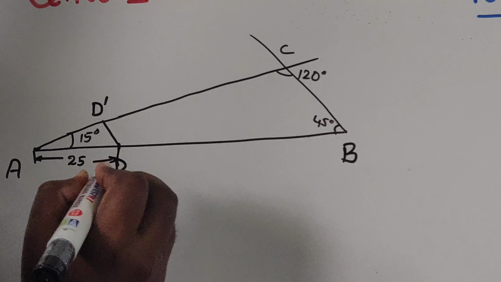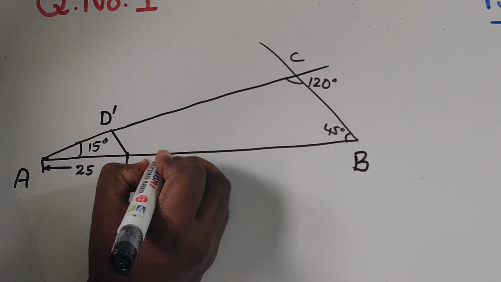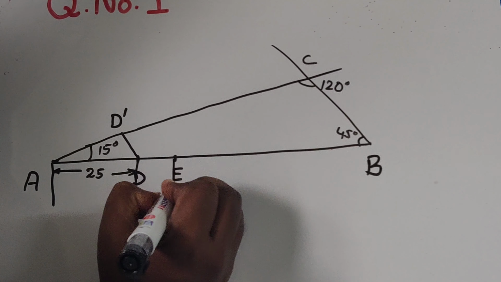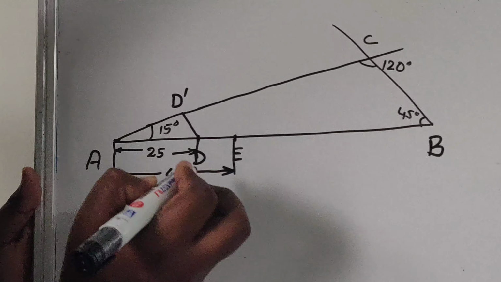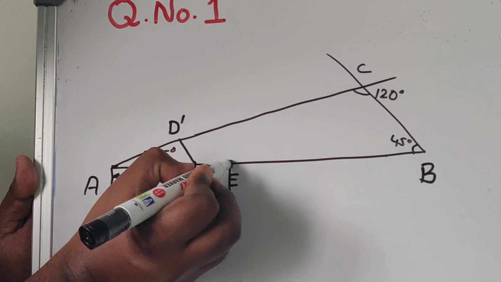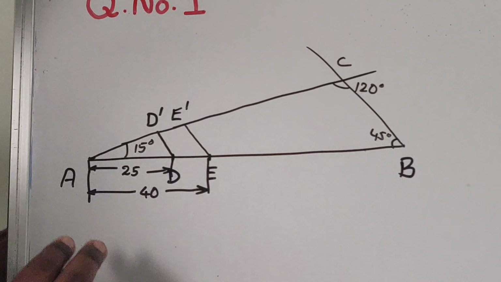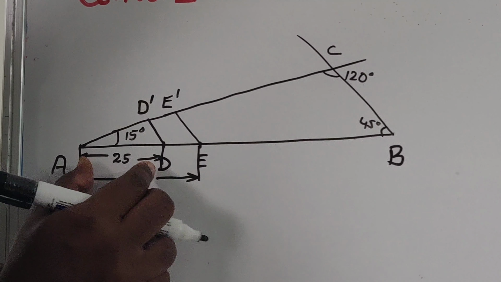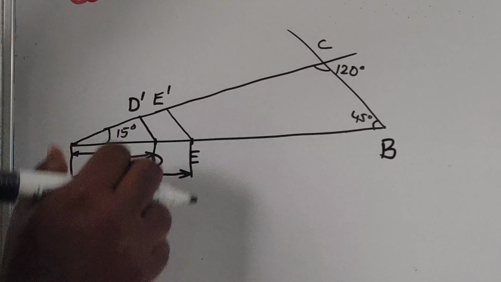Now, next, let AE be 40 mm. A to E is 40. That is the actual dimension. Corresponding isometric length should be, so you can take a line parallel to BC, so it will go like this, so this is E dash. So AE dash will give you the isometric length. AD dash will give you the isometric length corresponds to AD. AE dash will give you the isometric length corresponds to AE.